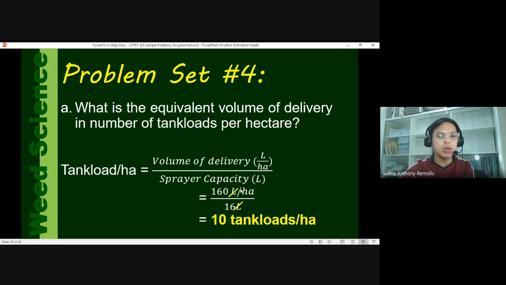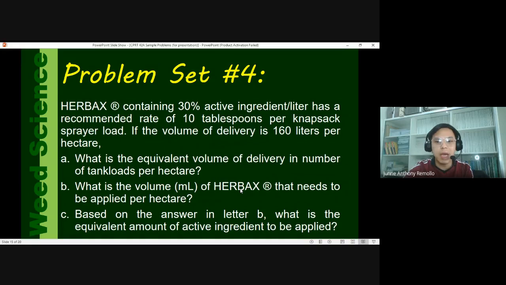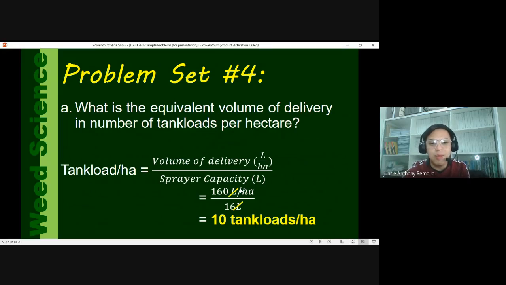So simply we use this formula, the tank loads per hectare, which can be obtained by dividing the volume of delivery by the sprayer capacity. Based on the given, the volume of delivery is 160 liters per hectare. So we divide it by the standardized knapsack sprayer capacity of 16 liters. So 160 divided by 16 equals 10 tank loads per hectare.